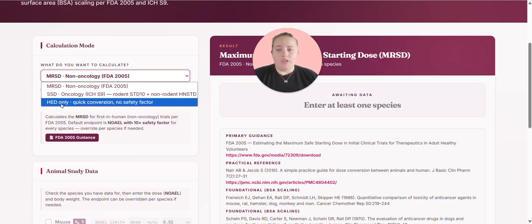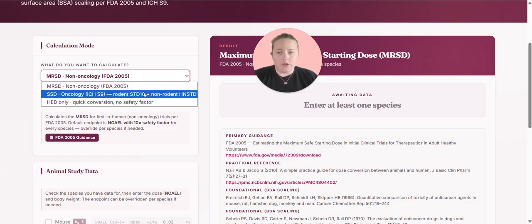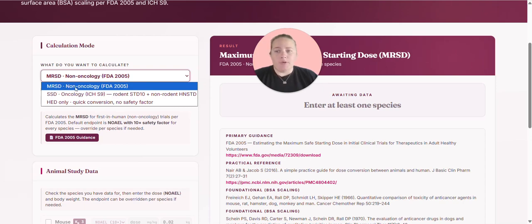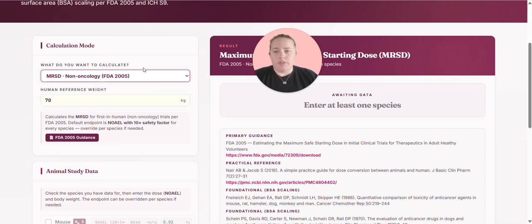The other one is an HED only, or your human equivalent dose. This has no safety factor application, just a quick conversion to see what your animal dose would be as a human. So this is where you pick which one. If you're running an oncology program, you'd pick SSD. If you're running a non-oncology program, you'd pick MRSD. So let's stick with MRSD for now.